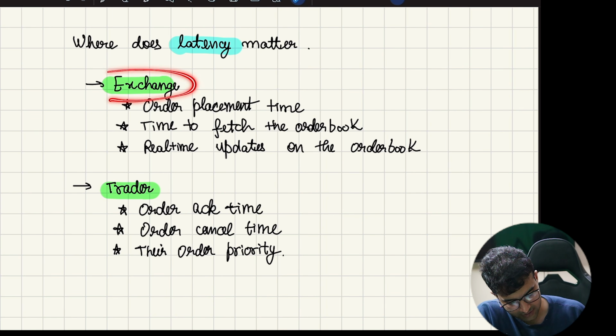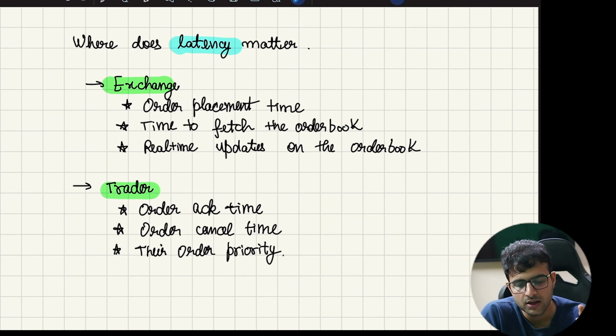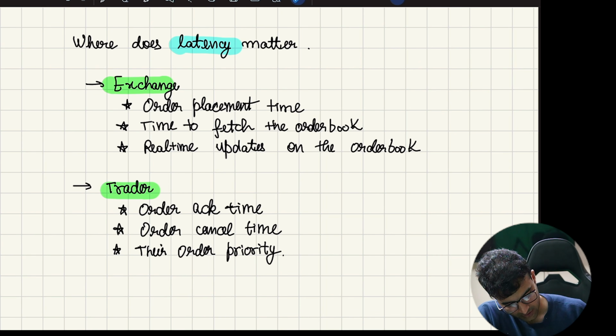So what does an exchange need to worry about? Order placement time, which means when someone comes and puts a limit order or a market order, how quickly the orders get put on the order book. Time to fetch the order book. All these traders worry about, ke bhai, show me what the order book looks like right now, so I can, based on that, do some mathematical modeling and understand ke how much are people willing to buy and sell for. Real-time updates on the order book.